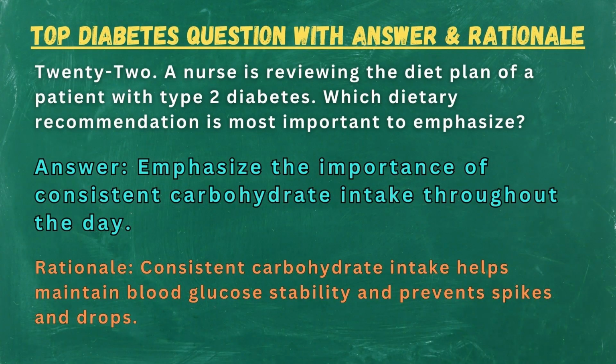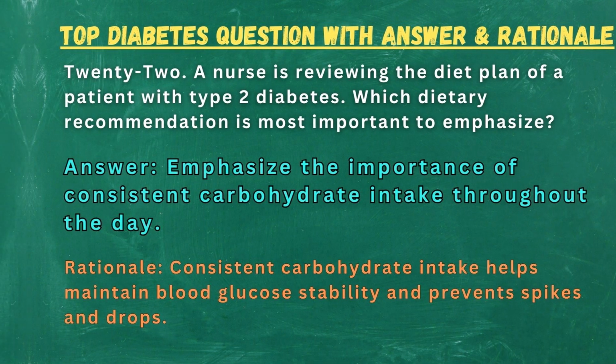22. A nurse is reviewing the diet plan of a patient with type 2 diabetes. Which dietary recommendation is most important to emphasize? Answer. Emphasize the importance of consistent carbohydrate intake throughout the day. Rationale. Consistent carbohydrate intake helps maintain blood glucose stability and prevents spikes and drops.